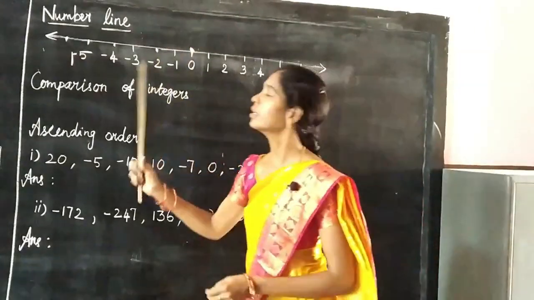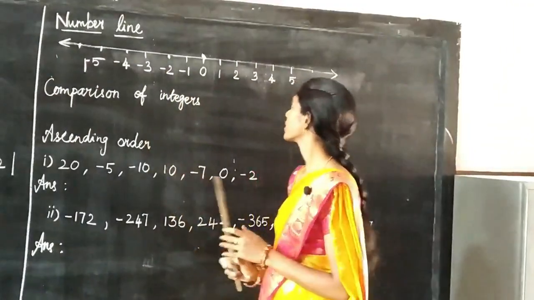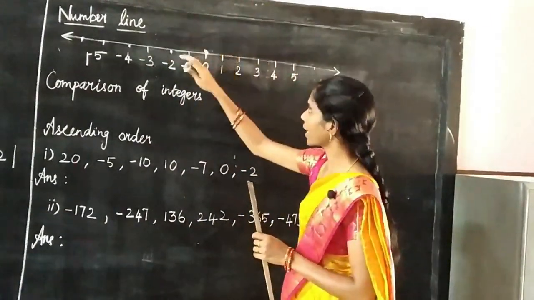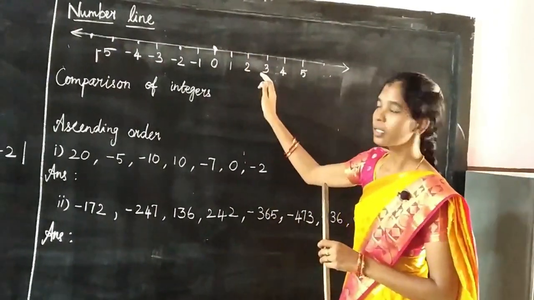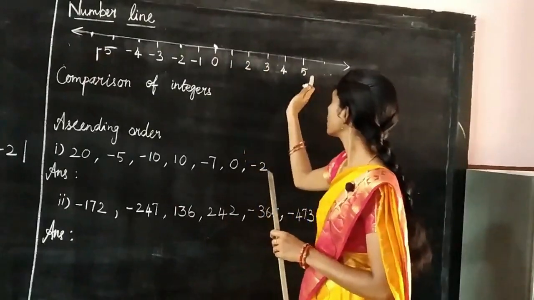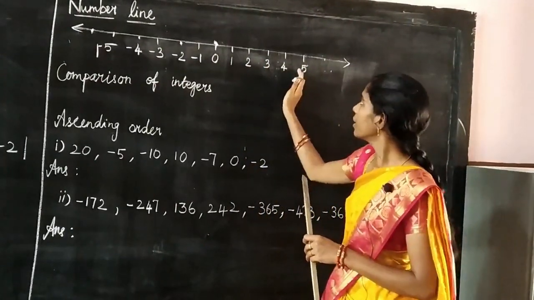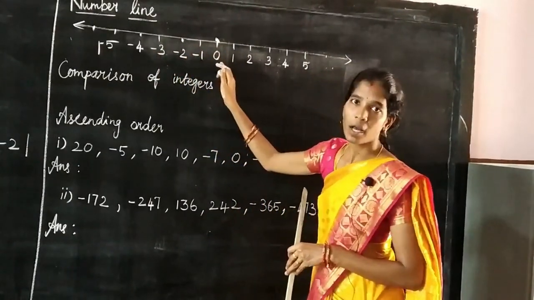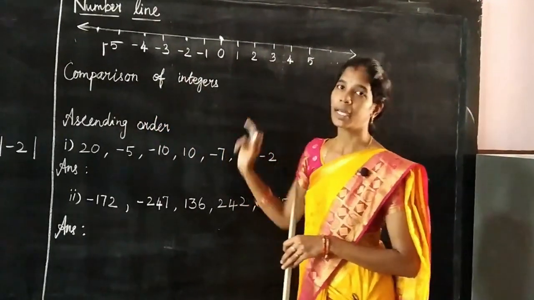Next, number line. We'll see how to represent the given integers on the number line. Here, points are marked with equal distance, so we have to write the integers here. The point 0 is called the origin. On the right side of the origin we write the positive integers, and negative integers are marked on the left side of 0. Okay.